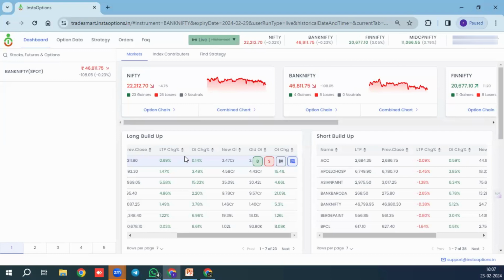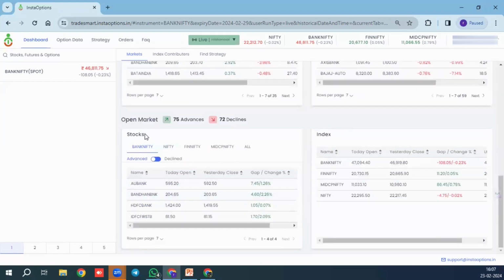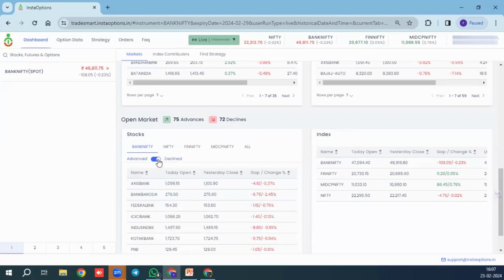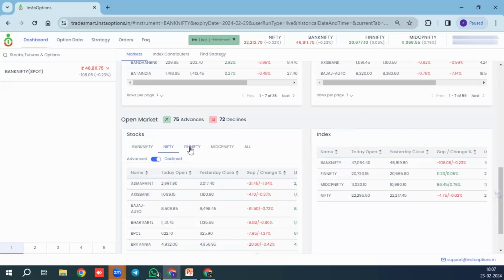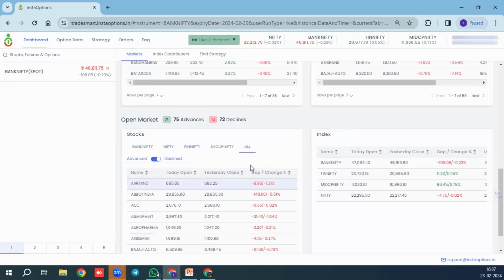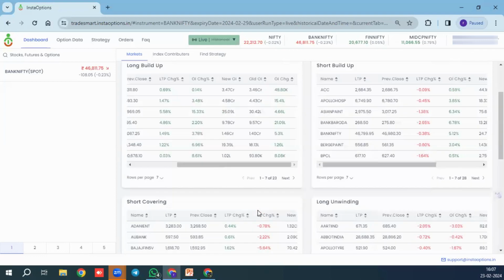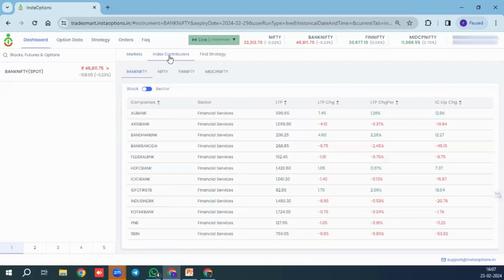Okay, and on the bottom you can see advance and decline stocks. You can just toggle here और आप इधर देख सकते हैं. ठीक है, लाइक फिन निफ्टी, मिड कैप और सबको मिला का भी इधर है. ठीक है, index contributors. This is one interesting topic here.